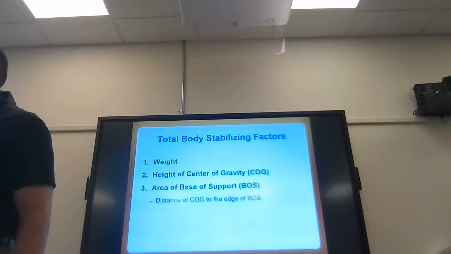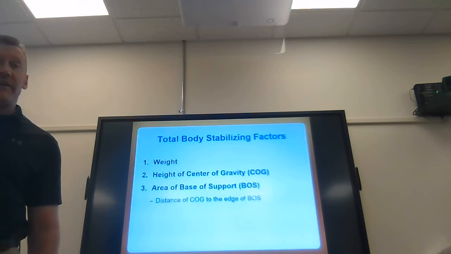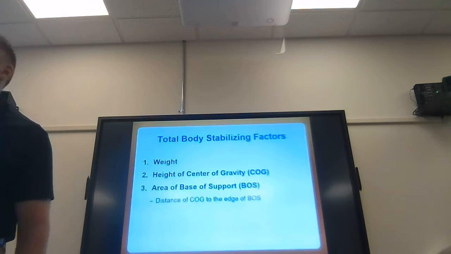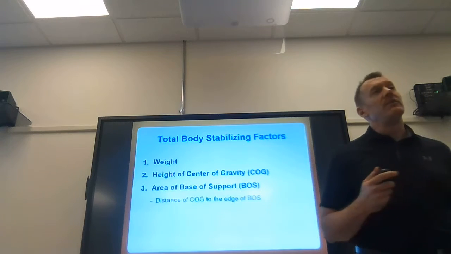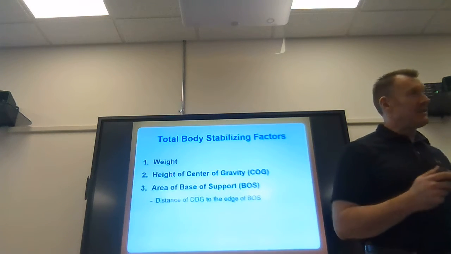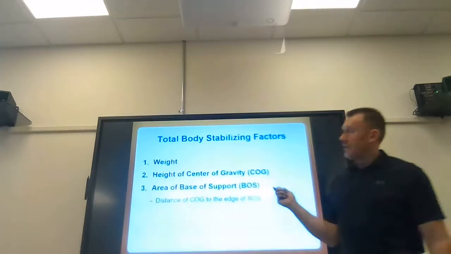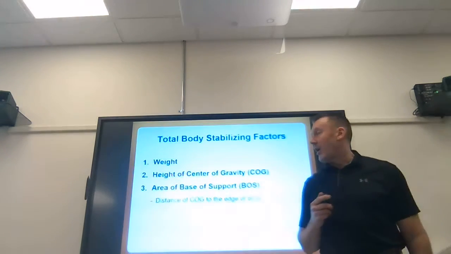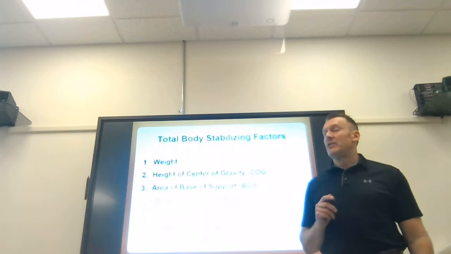In football, there's probably more positions that are thought to be more stable than other positions, and so you want to maximize your stability if an opponent is going to be applying force to you, because if you can be more stable, there's less chance that you're going to be knocked off balance. So creating more stability means that we want the center of gravity away from the edge of our base of support.